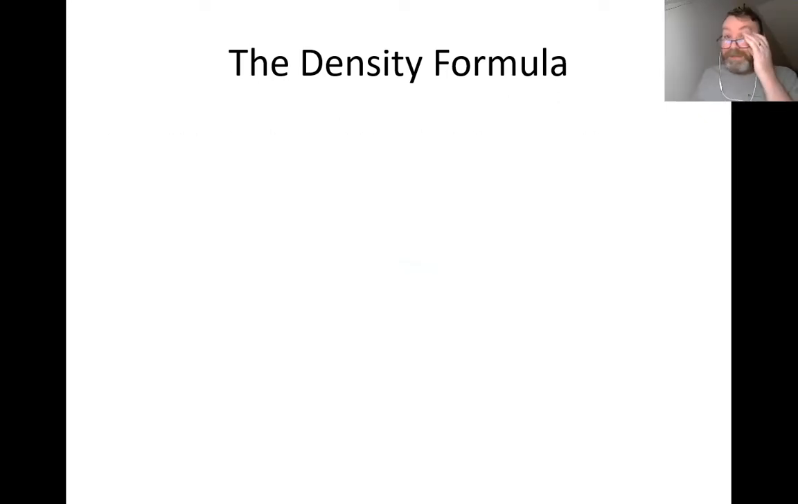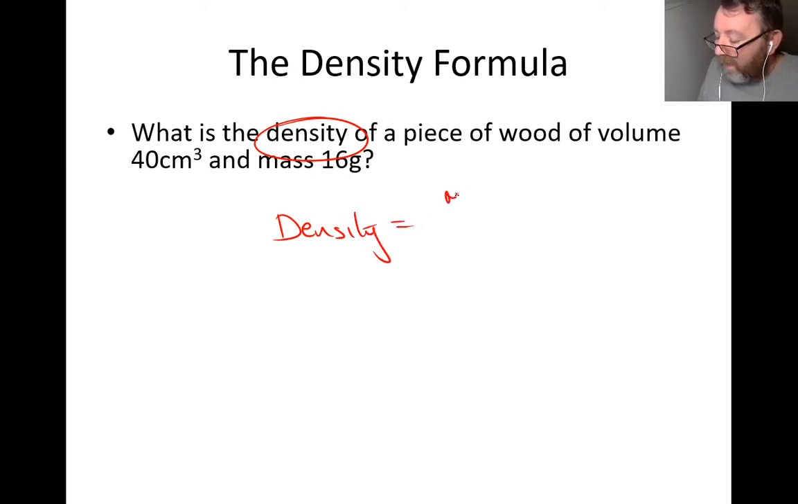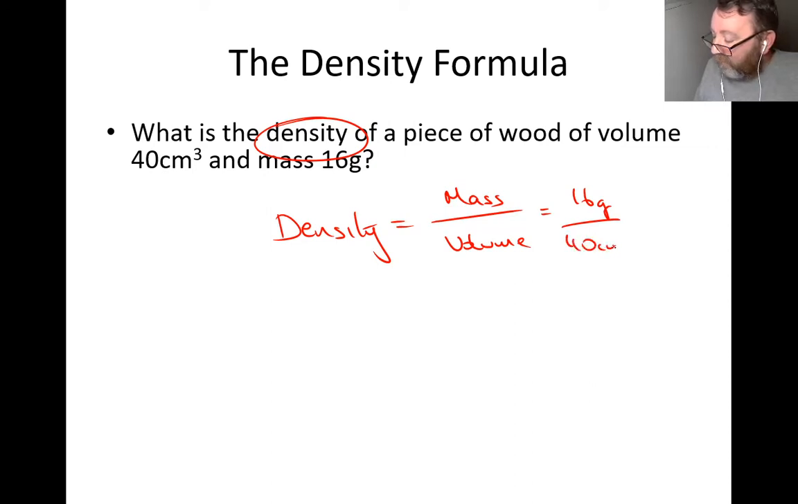Now, we're going to do a little bit of practice, okay? And I want you to practice these. What is the density of a piece of wood of volume 40 centimeters cubed and mass 16? Now, as soon as you read that, what do you notice? Density, and it has a formula. Density is equal to mass over volume. Now, just keep that in mind. That's your formula, okay? So all you've got to do now is fill in the mass on top. The mass is 16 grams, and the volume is 40 centimeters cubed.